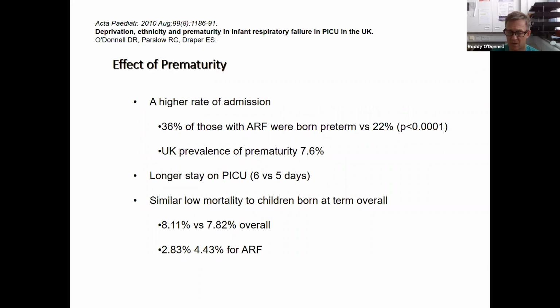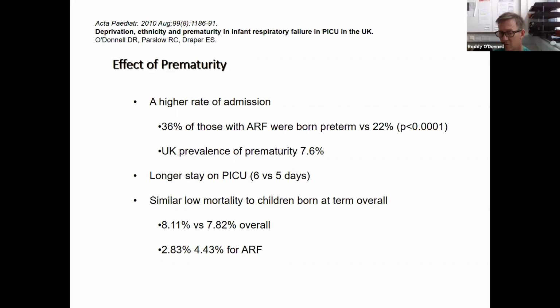Prematurity is an interesting one. So about 7.5% of the UK population are born preterm, quite a substantial number. And if we look at how they do on PICU overall, there is a much higher chance if you've been born preterm of ending up with bronchiolitis on PICU, almost 40%, even though the UK prevalence of prematurity is only 7.6%.